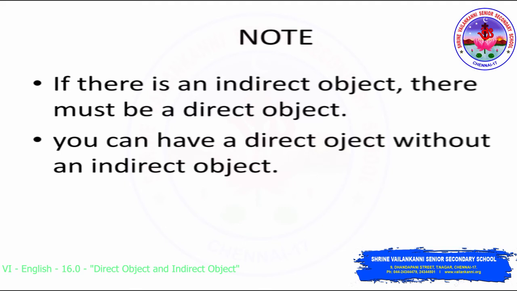Here we have an important note. If there is an indirect object, there must be a direct object also. If there is an indirect object in a sentence, there must be a direct object. However, you can have a direct object without an indirect object in a sentence.